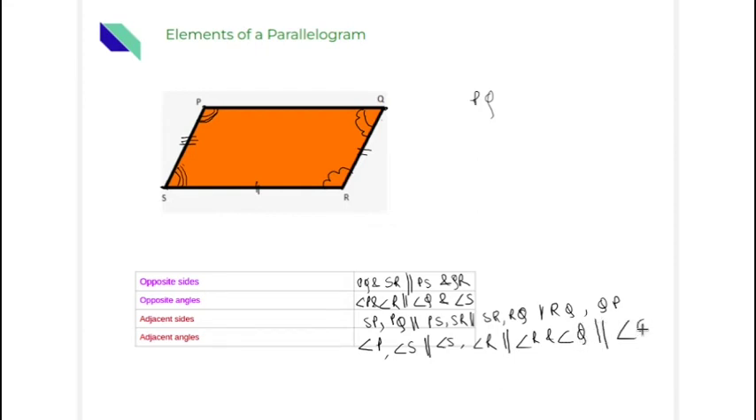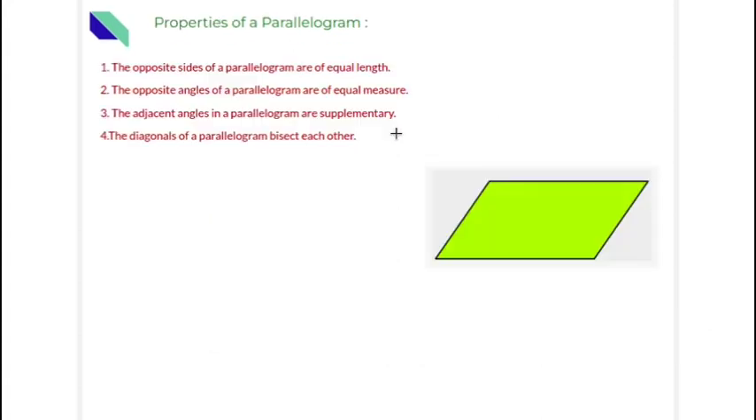Similarly, angle Q and angle P are adjacent. Okay, so adjacent angle means what? They should have a common side. Similarly, adjacent sides means what? They should have a common vertex. Okay, so hope you have understood this. These are the elements of a parallelogram. Next, move to the properties of a parallelogram.